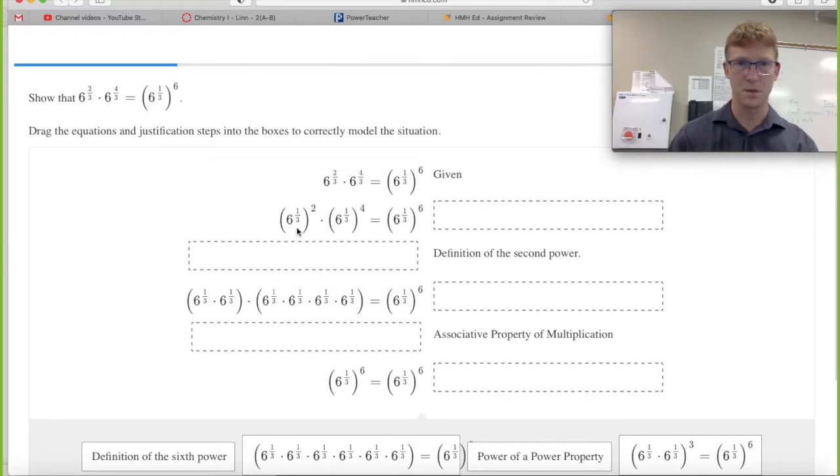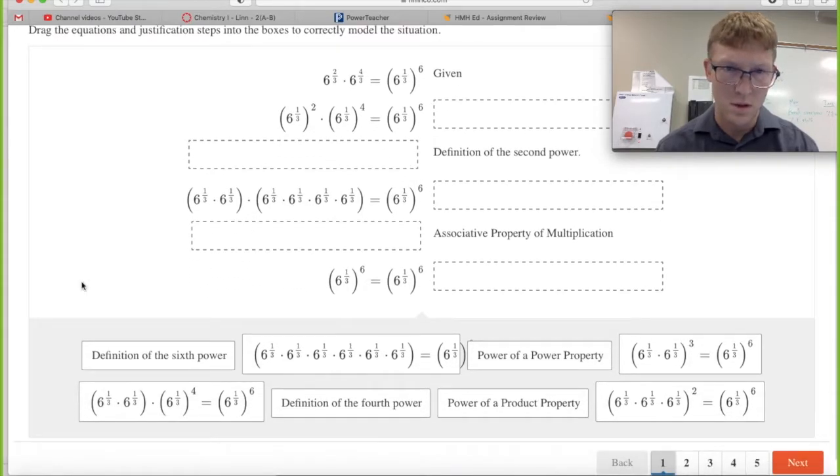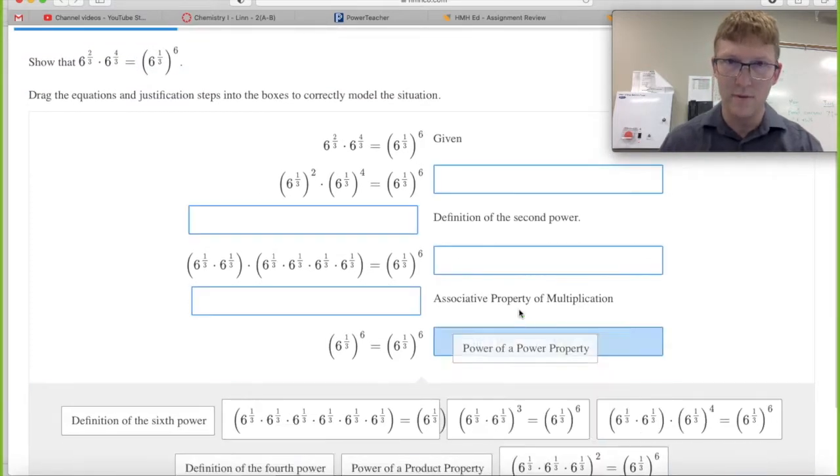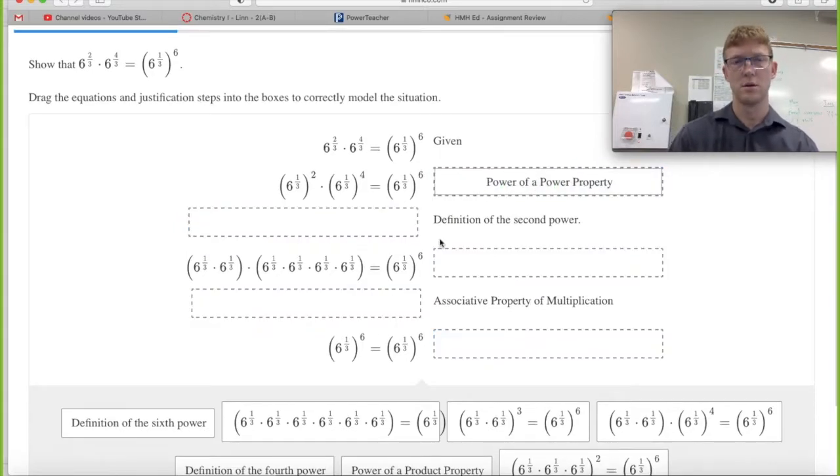First of all, we start here, that's given, and then the right side stays the same, and it looks like we brought the powers outside of the parentheses, so we have 6 to the 1/3 on the inside. Power of a power property. I'll go with that because they're essentially doing the opposite of it.